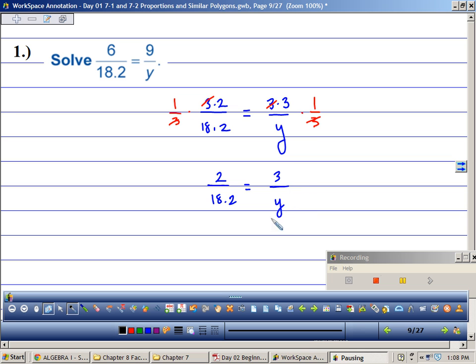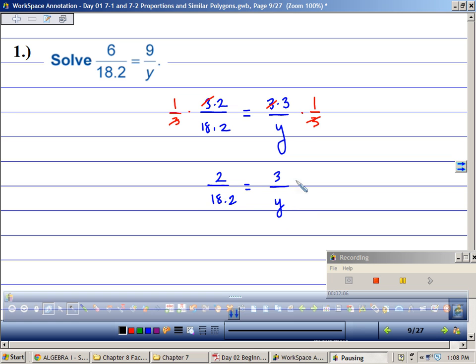Okay, let's look at it from a different view. What I'm really doing is multiplying by my denominators. Can't I multiply both sides by 18.2 and y? What happens? My 18's cancel on this side, my y's cancel on that side. But isn't that what I'm doing when I cross multiply anyways?